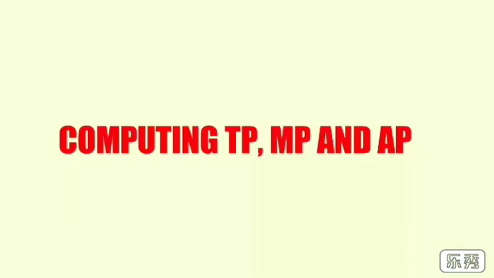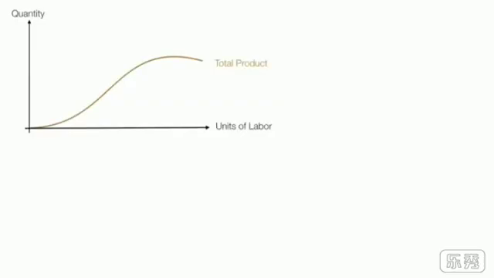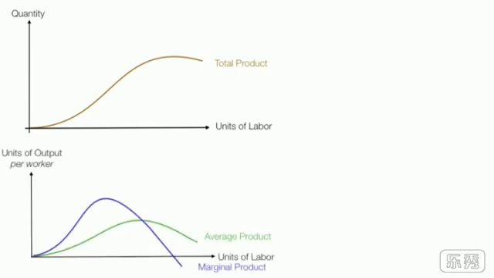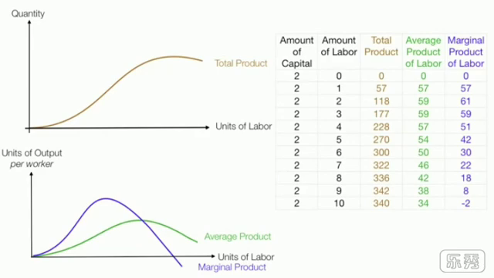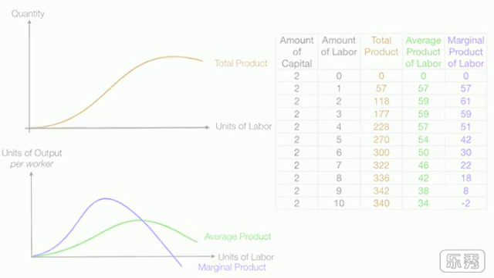Computing total product, marginal product, and average product. The total product curve and the marginal product and average product curves look like this. In this tutorial, I'm going to take these numbers and plot them and calculate them as well and show you how it's done. And I'll try to go slow.